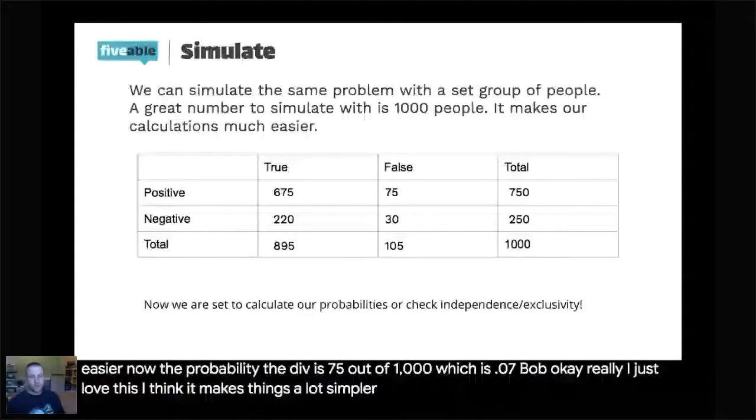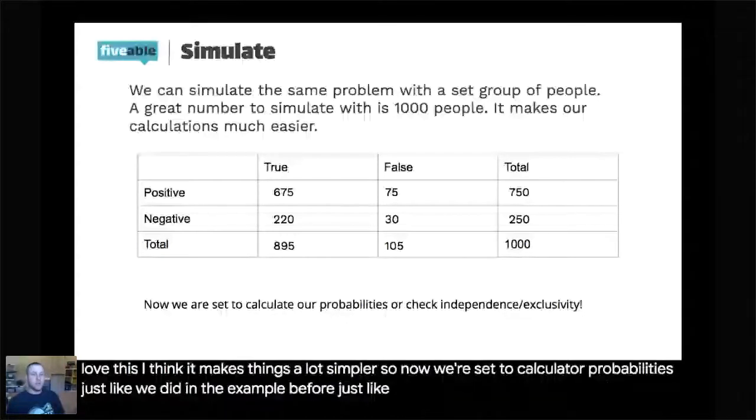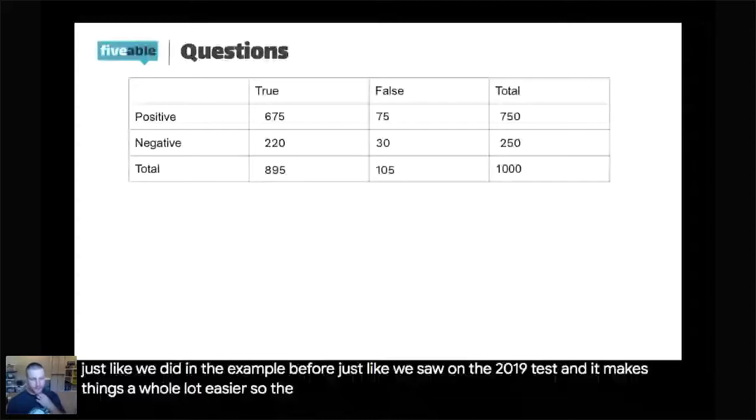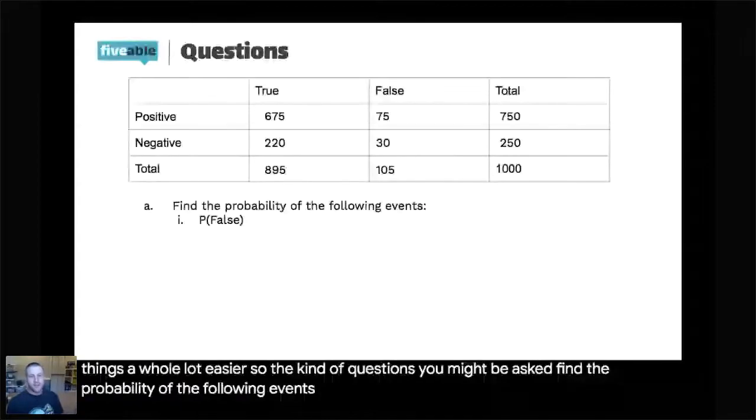So now we're set to calculate our probabilities just like we did in the example before, just like we saw in the 2019 test. And it makes things a whole lot easier. So the kind of questions you might be asked: find the probability of the following events. What is the probability of having a false test? Feel free to answer in the chat. Probability of a false test.